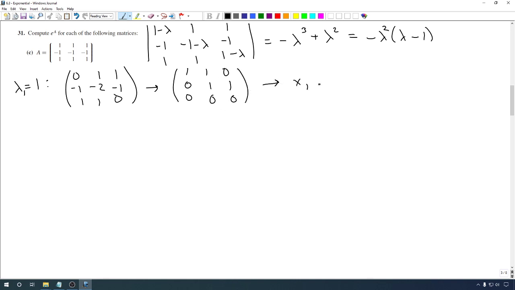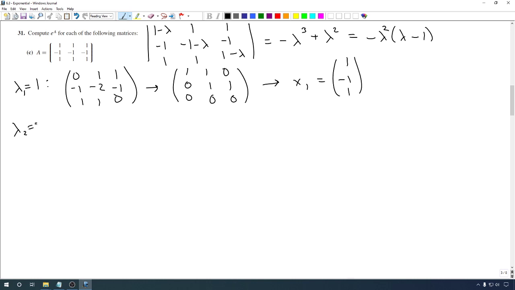That means if I pick 1 for my third variable, that's going to force a negative 1 for my second variable. But then the negative 1 for the second variable forces a 1 for my first variable. So this is an eigenvector corresponding to 1.